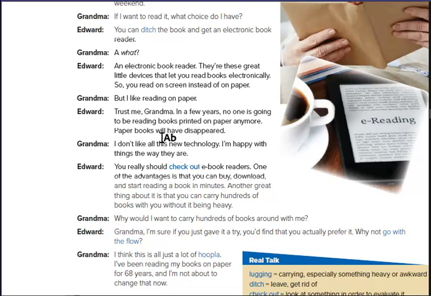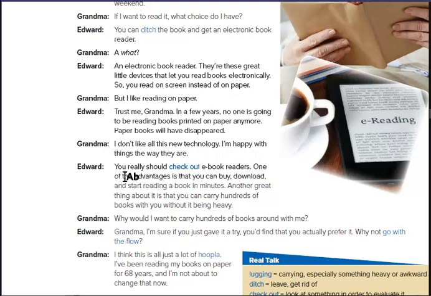Here he used the future perfect form: will have disappeared. Will with have disappeared is the perfect form, the future perfect. So he tells her that in the future, paper books will have disappeared. So grandma says, I don't like this new technology. I'm happy with things the way they are. So she is happy with the way things are.